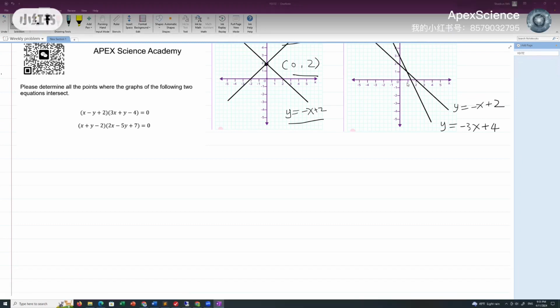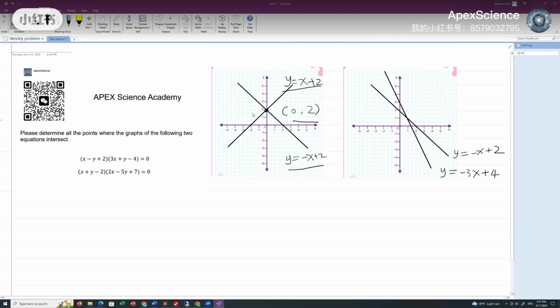This problem is about linear equations. For example, how do we graph linear equations and how do we find solutions for linear equations? Okay, so let's try to read this question first. We are given two complicated equations. Each equation has a multiplication of two variable polynomials, and we are trying to find the points where these graphs will intersect.